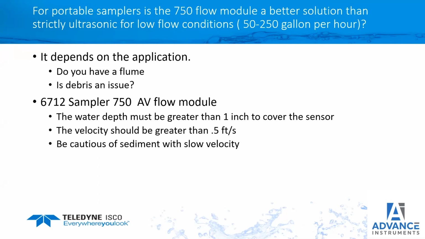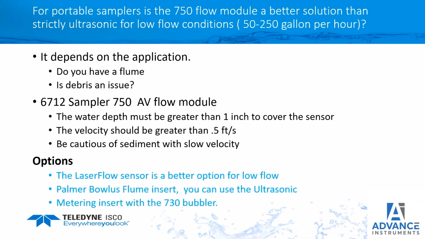One thing you'd have to take into consideration, so I know we have the flow rate, but I don't know what size channel that is. But we need at least 1 inch of water to cover the sensor to be able to get a velocity reading. With the 750 sensor, the velocity should be greater than ½ foot per second. And another thing to watch out for is that if you do have really slow velocity, below 2 foot per second, you're going to start getting sediment and stuff dropping out of the flow stream, which could eventually cover the sensor.